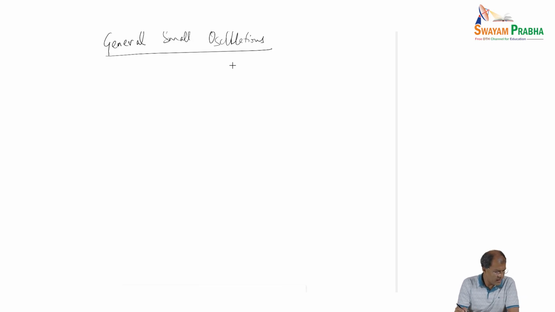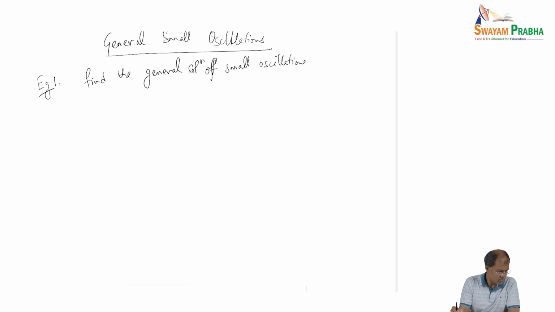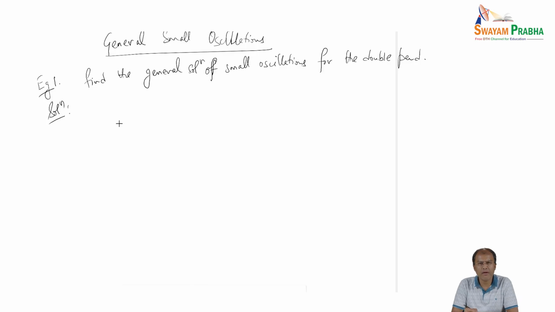Let us recall with an example of the double pendulum. The problem says find the general solution of small oscillations for the double pendulum. So we want to write the general solution, right? If we recall, most of the work is already done in previous modules.